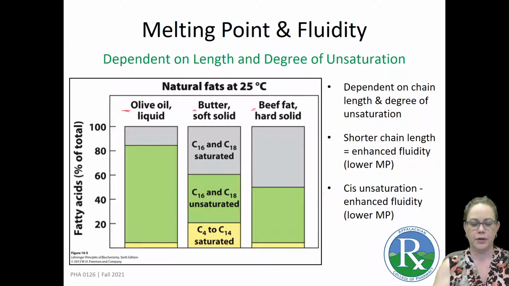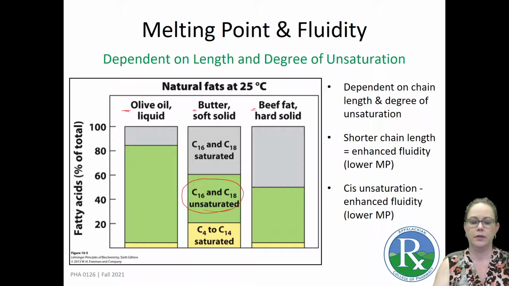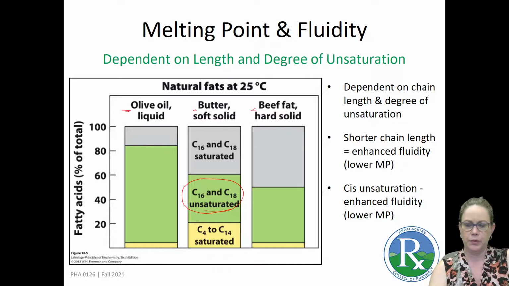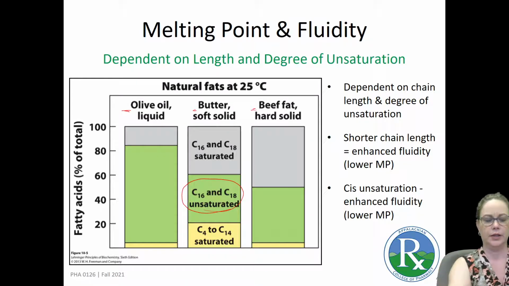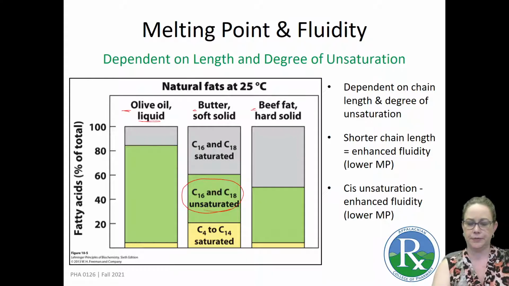What we're comparing, the green in the center represents the percent of the fatty acids that are unsaturated. Our other 2 colors, both the gray and the yellow, are saturated. The yellow represents the shorter fatty acids, the gray, the longer. What we notice first is that the liquid at room temperature has the highest amount of the unsaturated fats. And again, we said that cis unsaturation is going to enhance our fluidity or lower our melting point.